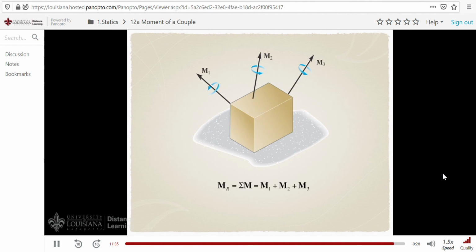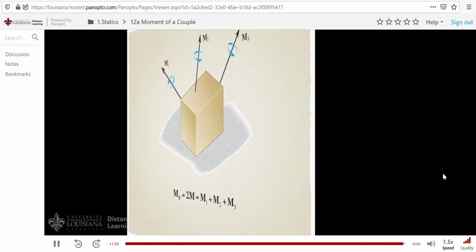It's really that easy. Remember, couple moments can be placed anywhere, so that when you bring them together and add them up, that resulting couple moment will produce a reaction at the support, which will be the same as all 3 couple moments acting on the block. It really doesn't matter where the couple moments are located when you want to find the external effect of a couple moment. It's a free vector. And so on that point, we'll end the lesson.